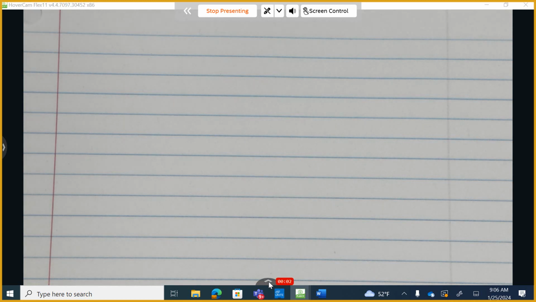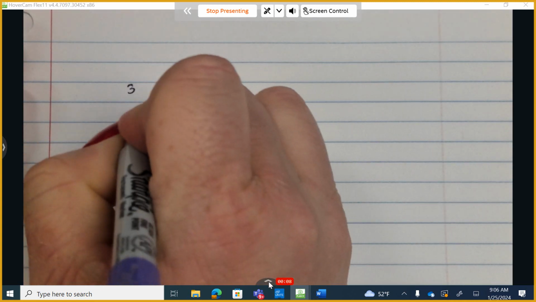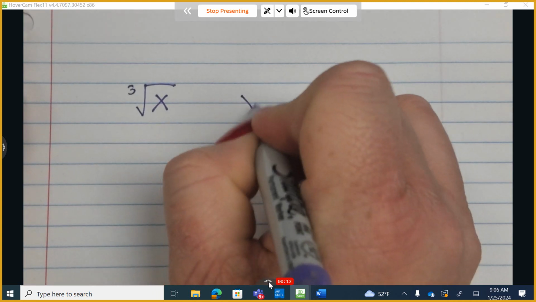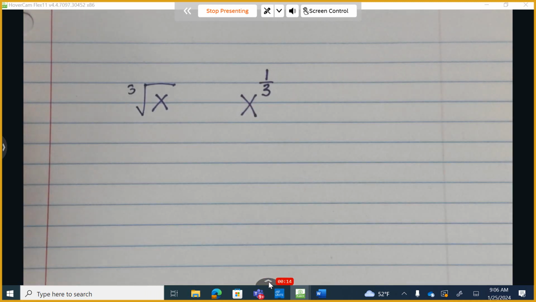So let's start by talking about how we can rewrite an expression in both radical form and in rational exponent form. This is referred to as radical form. This is referred to as rational exponent form. Rational means a fraction. There's a fraction in the exponent position.